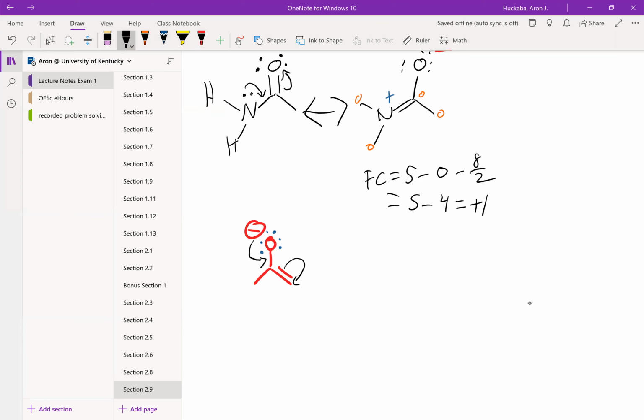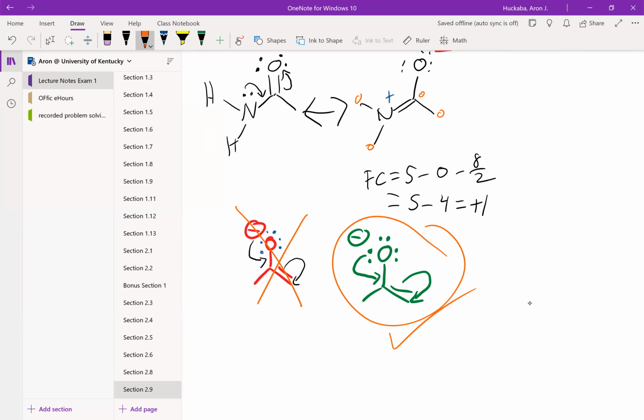So what I would prefer you to do instead is draw in those lone pairs whenever you have a negative charge. That way you can say which lone pair is moving. Okay, so remember, not this type of structure. This one is good.